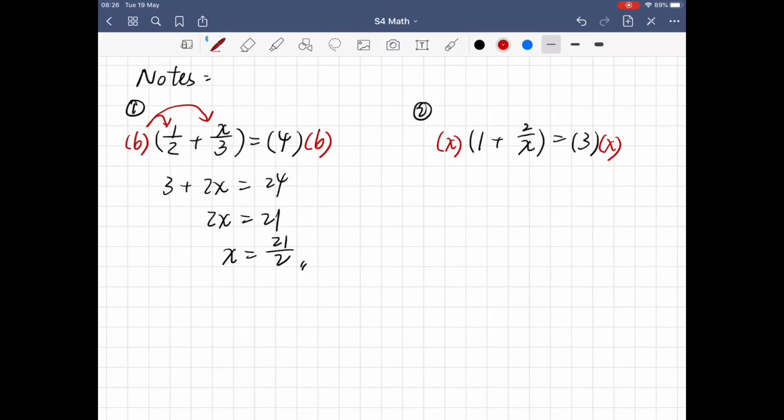Okay, so therefore, for the left hand side, we have x plus 2 equals the right hand side 3x. So again, in one step, we can remove all the fractions in the question. Okay, and therefore 2 equals 2x and x equals 1.